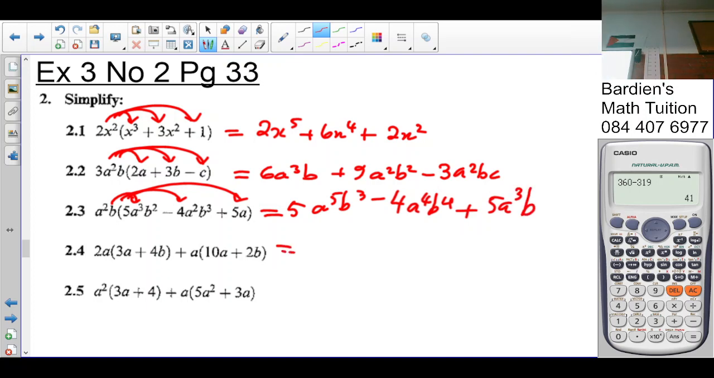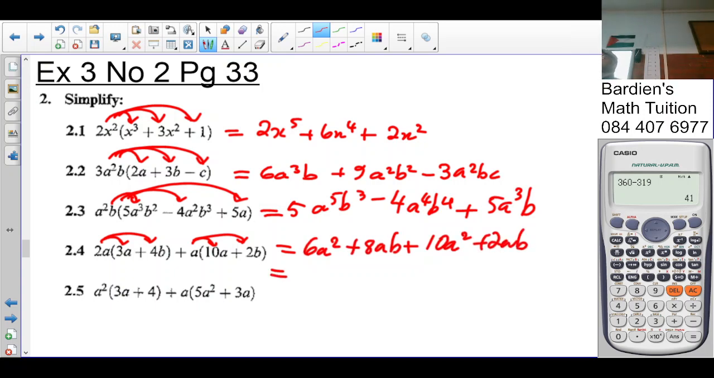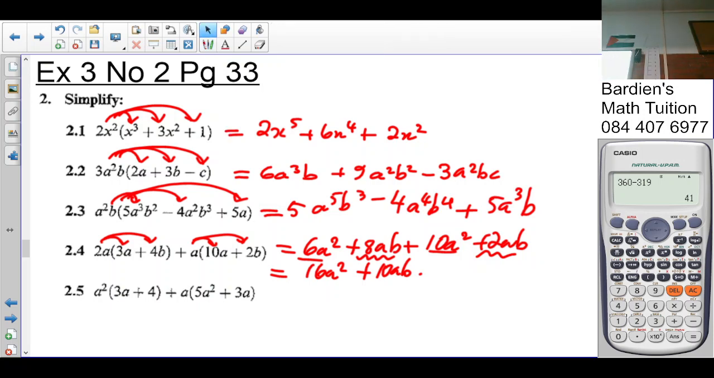The next one. As you see, they are unlike terms, so I cannot add them. So you multiply this in to get rid of the brackets again. So 2a times 3a is going to give you 6a squared. 2a times 4b will give you positive 8ab plus a times 10a is 10a squared. A times 2b is positive 2ab. So again we add our like terms. Which is 6a squared plus 10a squared, which is 16a squared. 8ab plus 2ab is going to give you 10ab. Can I add them? No. Why? They are unlike terms.